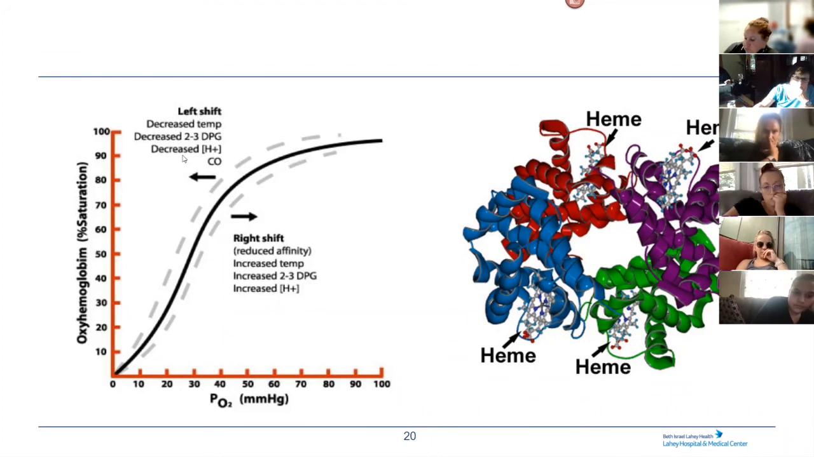And so by doing frequent blood gases and making sure we're achieving normothermia, we're actually able to make sure that the oxygen can bind to the hemoglobin in the lungs and then can be released once we get to the tissue level.